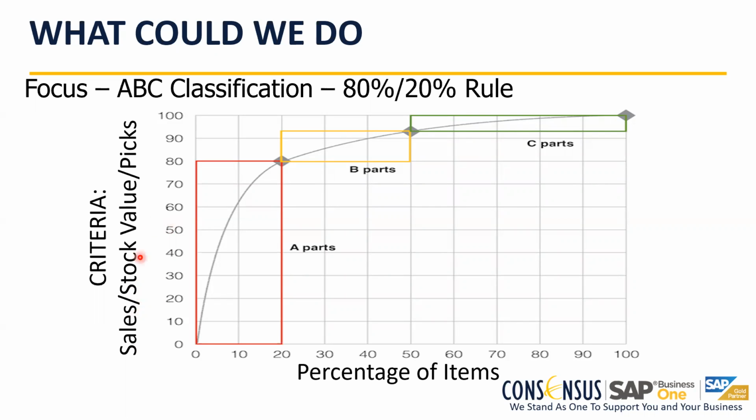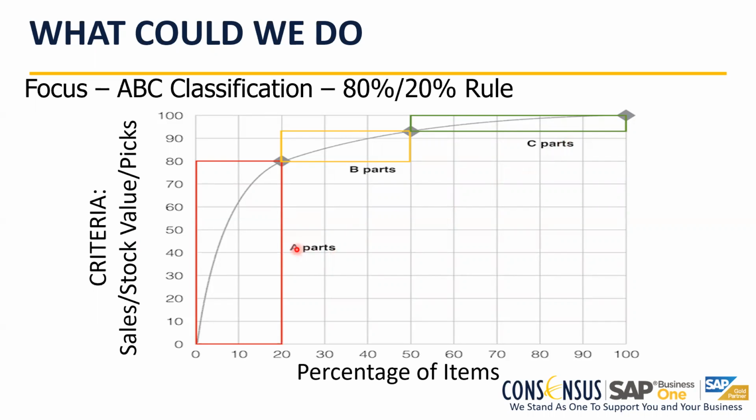The second way of classifying is by the value of my stock. In this case, I have 30 million in inventory. But of those 30 million, I have some items that are really expensive. Those are my A items. And there are some that are really, really cheap. Those are my C parts.